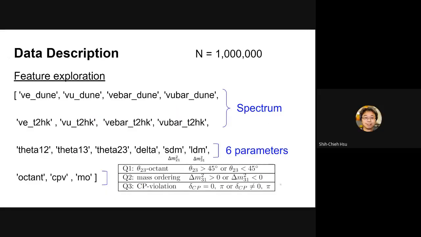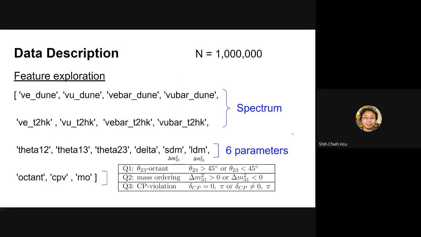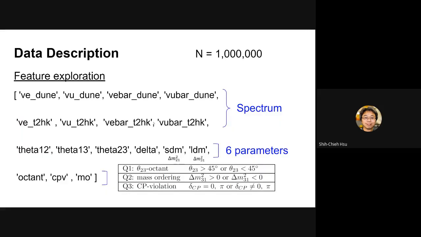So when you say VE underscore dune, is that a single number or a set of numbers? Oh, it's a set of numbers. It's an array, and the array length is 50. Okay, now I got it. Then it's better if you go back to the previous page. So VE underscore dune is actually an array.